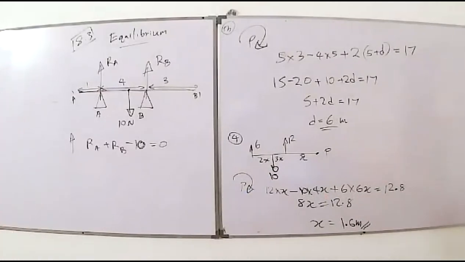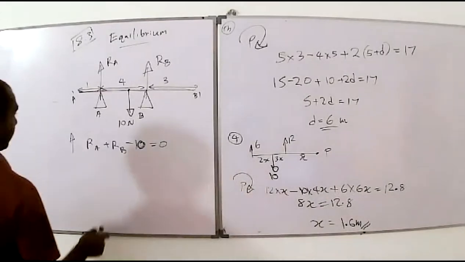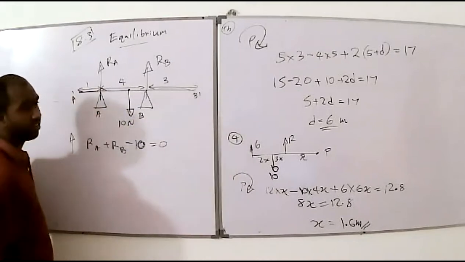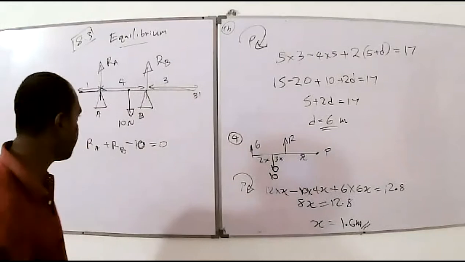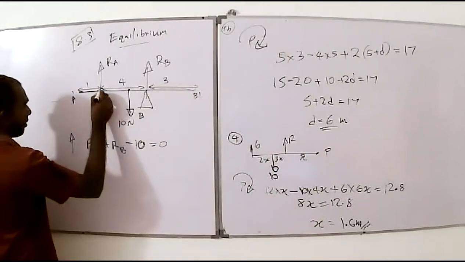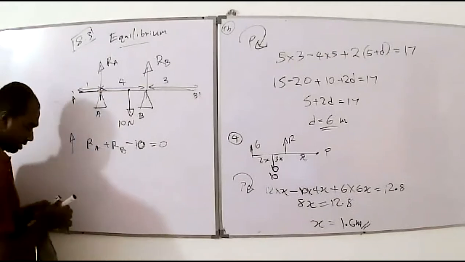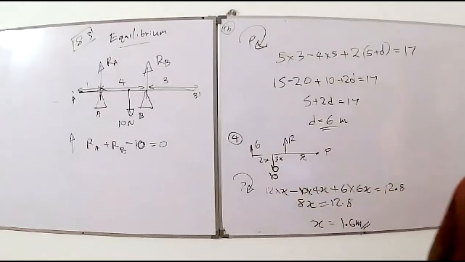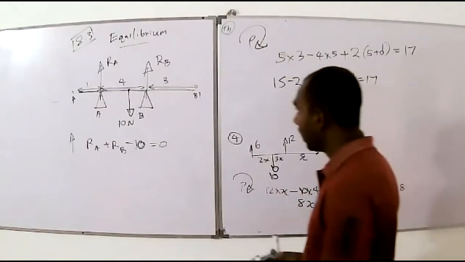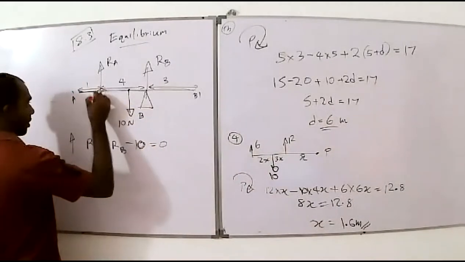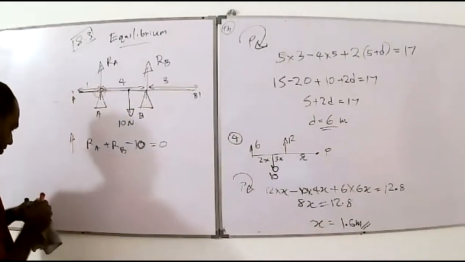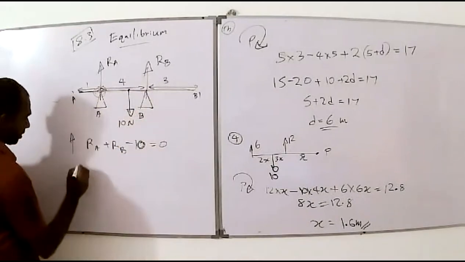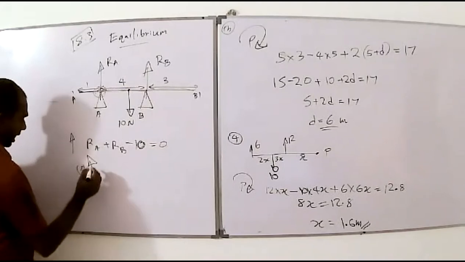Now, with the help of moments, what can we do? You can take moments around any point and equate to zero, right? The rod is in equilibrium. For the rod, I am going to take moments around this point A. Why am I taking it around that point? Let's see. I need to find RB, so I'm going to take moments around A.